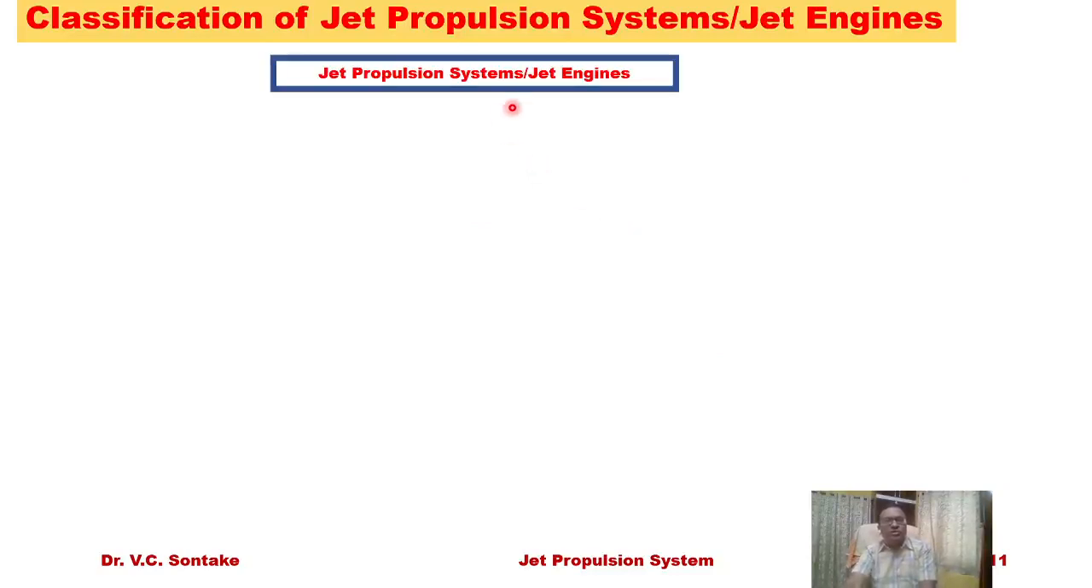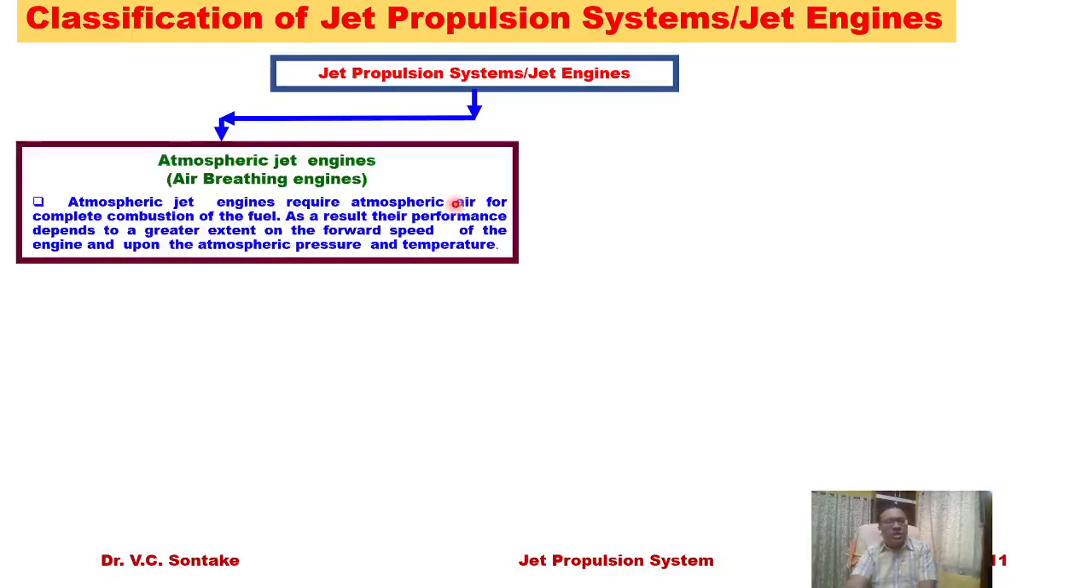Now, classification of jet propulsion systems or jet engines. Jet propulsion systems are classified in many ways, so let us have a detailed classification. The very first type of jet propulsion system or jet engine is the atmospheric jet engine. They are also called air breathing engines.